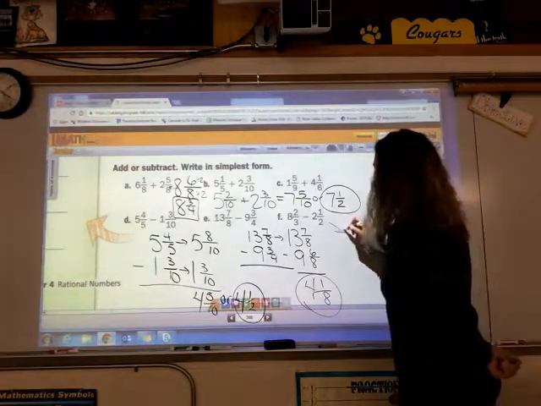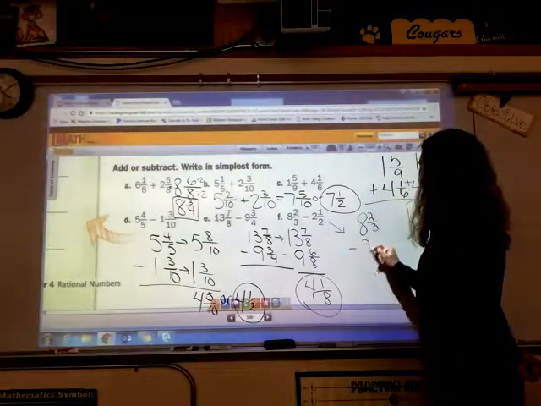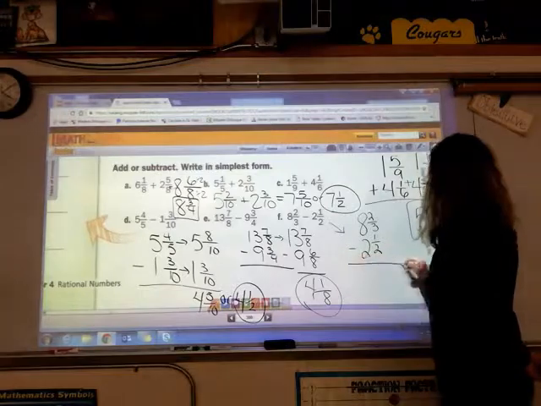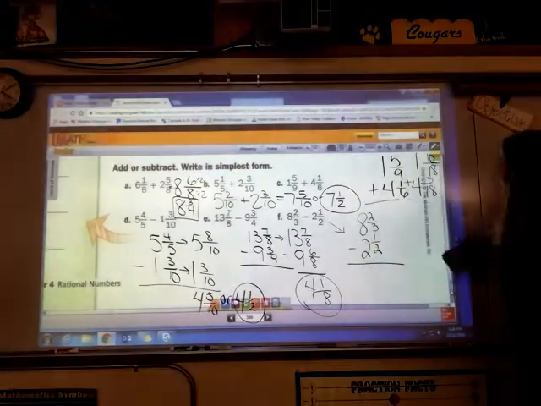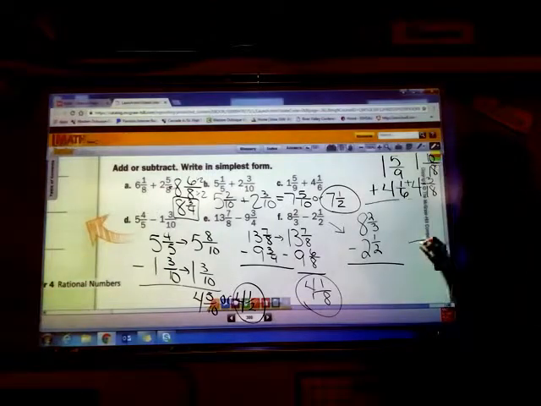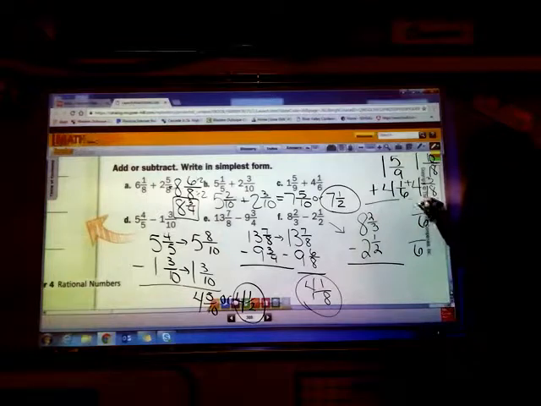Looking at letter F, I'm going to rewrite it as 8 and 2/3 minus 2 and 1/2. Common denominator for 3 and 2 is going to be 6. So I'm going to go ahead and rewrite that. 3 times 2 would be 6. 2 times 2 is 4.